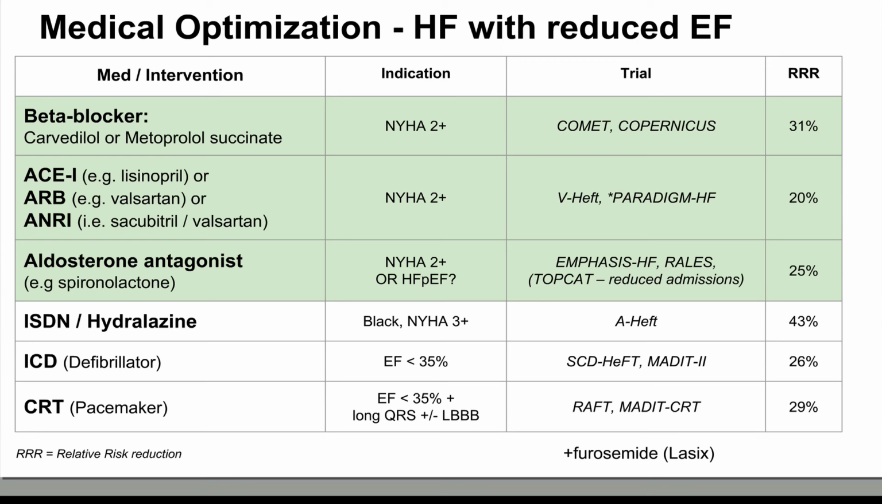This Entresto is a very new medicine, a new trial, PARADIGM-HF, which has really gotten a lot of press in the past year or two. An aldosterone antagonist like spironolactone is also a routine medicine. This chart says when they're indicated, and for the ones in green, this is basically anyone with symptomatic heart failure.